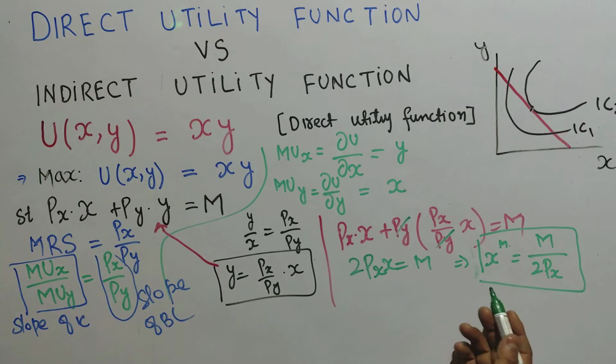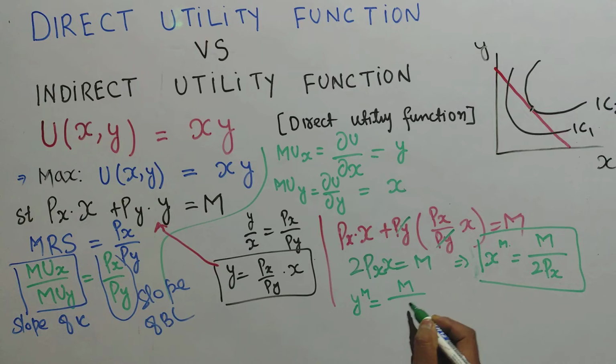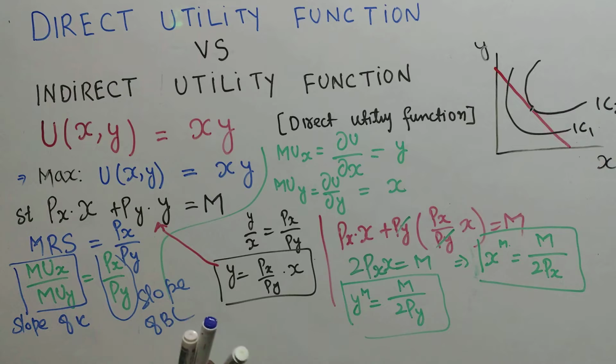And symmetrically we can find the demand for good y. Let us denote it by y subscript m, which will be equal to m divided by twice price of y. These two are the Marshallian demand functions.